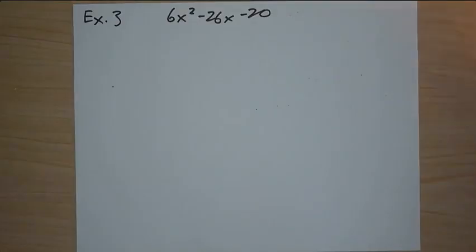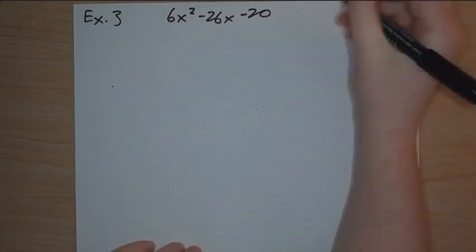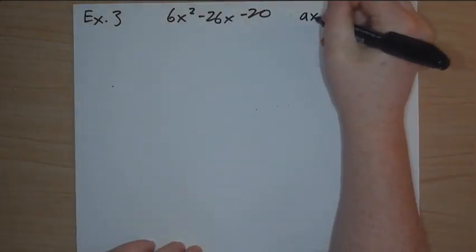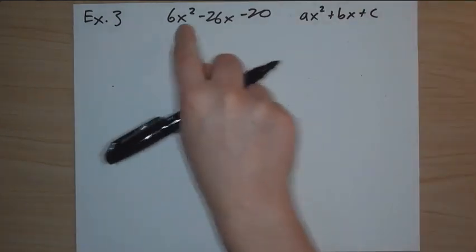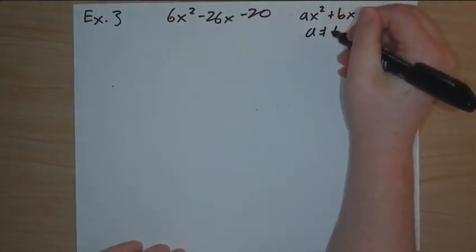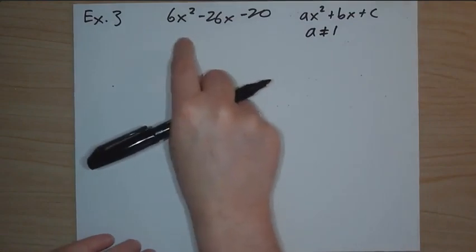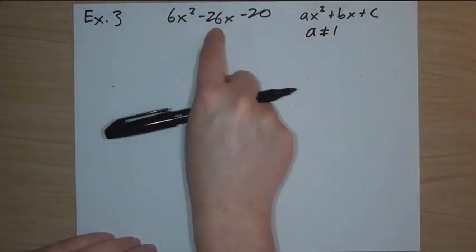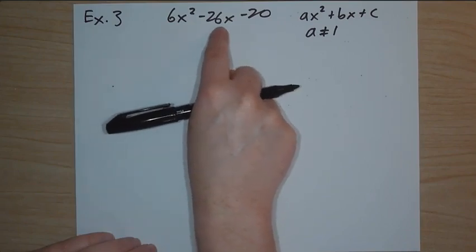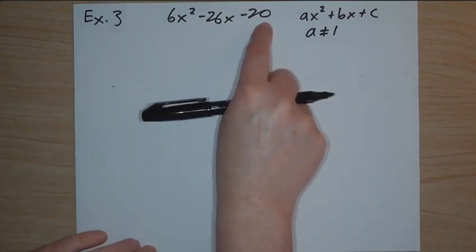Lab 16, example 3, we want to factor the trinomial. Any trinomial they throw at you is going to be of the form ax squared plus bx plus c. This one is when a is not 1. So if a is not 1, first thing we're going to try is see if we can factor out anything from 6x squared, negative 26x, and negative 20.